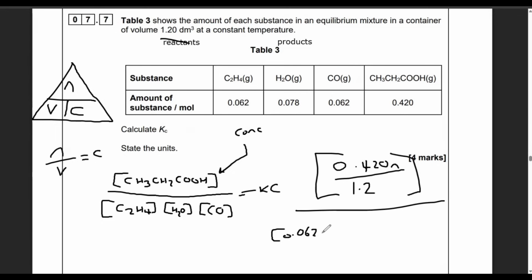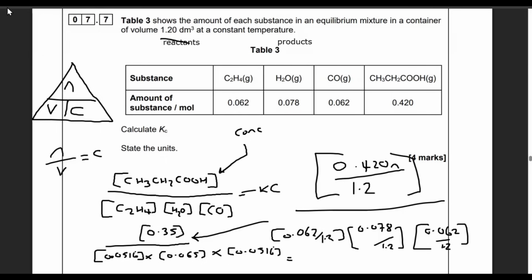I need to do the same for the others. So I'm going to go 0.062 divided by 1.2 for the ethene. And then 0.078 divided by 1.2 for the water or the steam. And then carbon monoxide, which is 0.062, and I'm also dividing that by the volume, which is 1.2. Now I'm going to go ahead and mash that in the calculator and simplify these. So that's going to get you a mark. I'm going to simplify these so that I can get each one of these. If I try and put this all in my calculator in one go, it'll all go wrong.